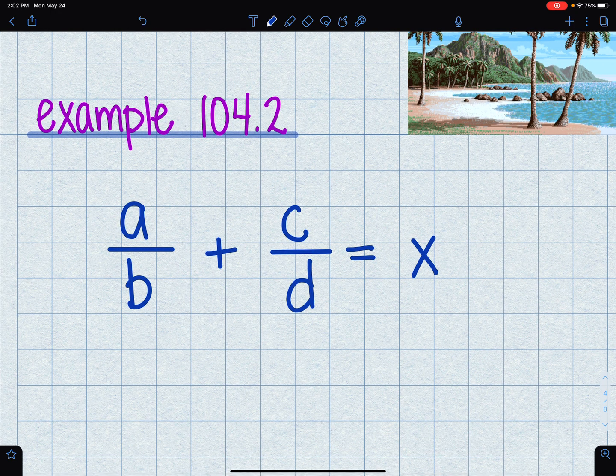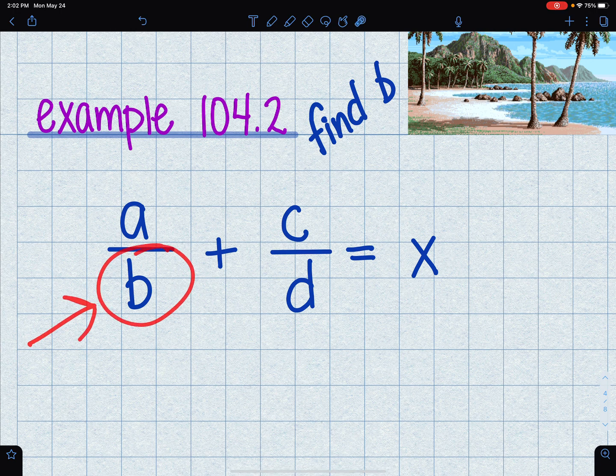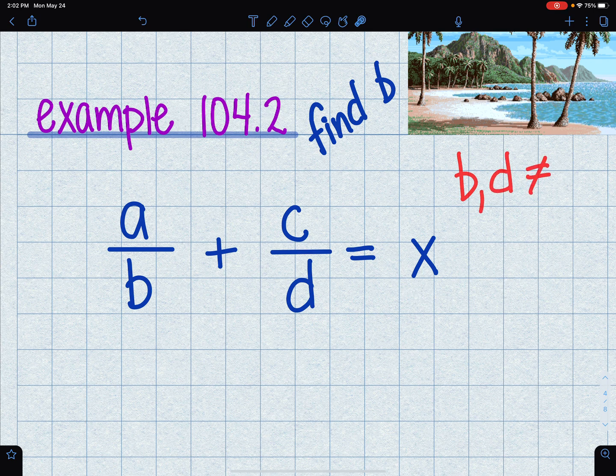104.2 is this problem, and they want us to find b. And if you were stupid, you'd be like, there it is. That's the answer. No, but you're not stupid because you have to go through all the steps. They also tell you that b and d is not equal to 0. I didn't write that down, but there it is.